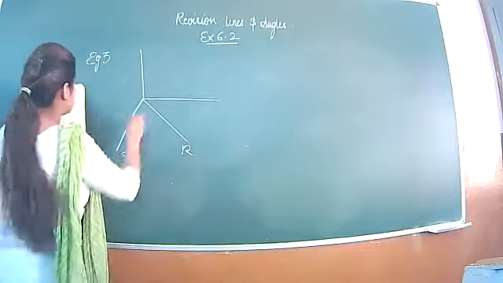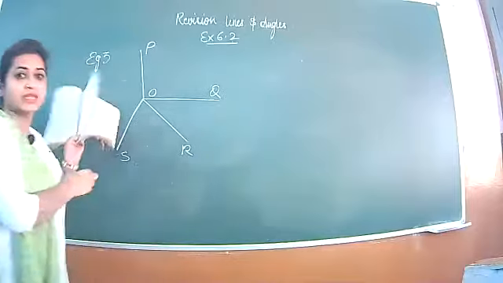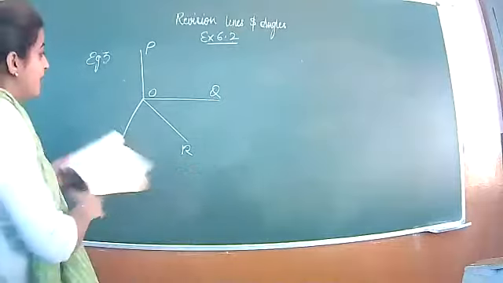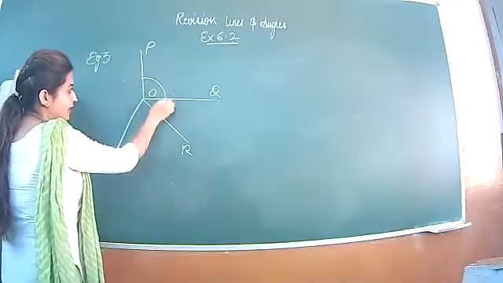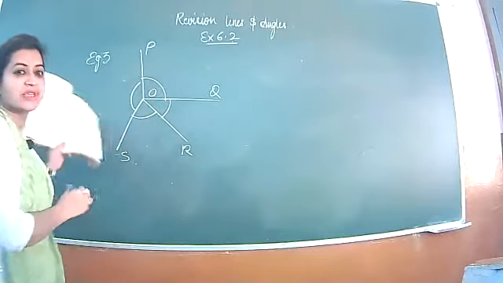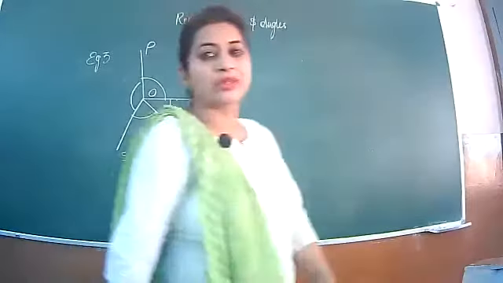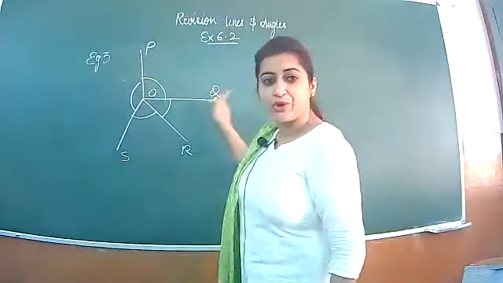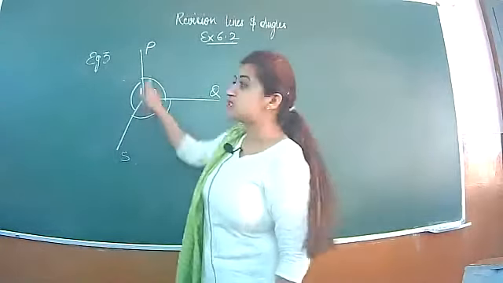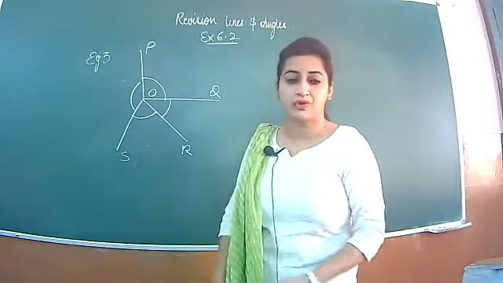R, S, O, P, Q. This figure is given to you, and you have to show that the sum of 1, 2, 3, and 4 is 360. That is, you have to show that the sum of POQ, QOR, ROS, SOP is 360, which is the complete angle.